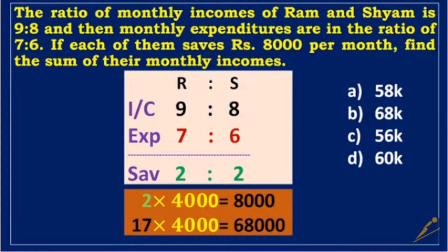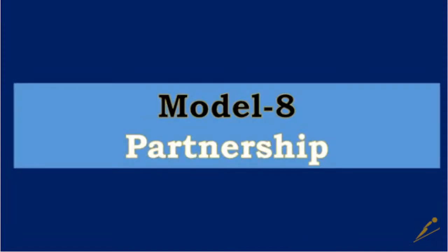The sum of the monthly income values should be 9 plus 8, which is 17. 1 value is 4,000. Then 17 values should be 17 into 4,000, which is 68,000 rupees. Model 8. Partnership. Example 1.